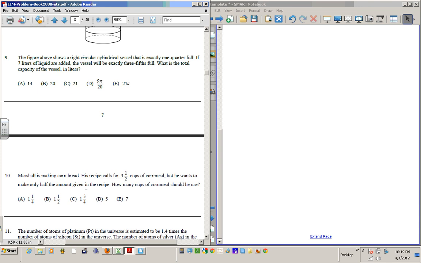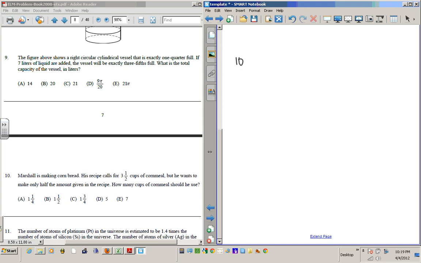Question 10, it says Marshall is making cornbread. His recipe calls for 3 1/2 cups of cornmeal, but he wants to make only half of the amount given in the recipe. How many cups of cornmeal should he use? So you just simply use half of 3 1/2, right? What is "of" in math? "Of" is simply multiply, right? So 1/2 times 3 1/2. Okay?